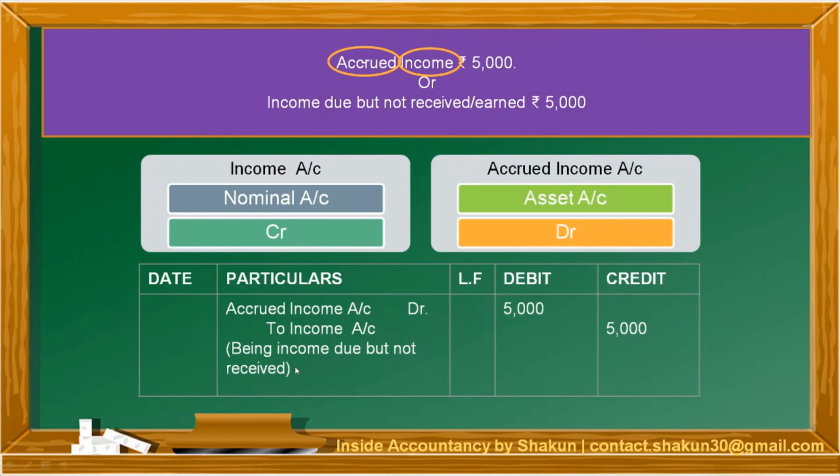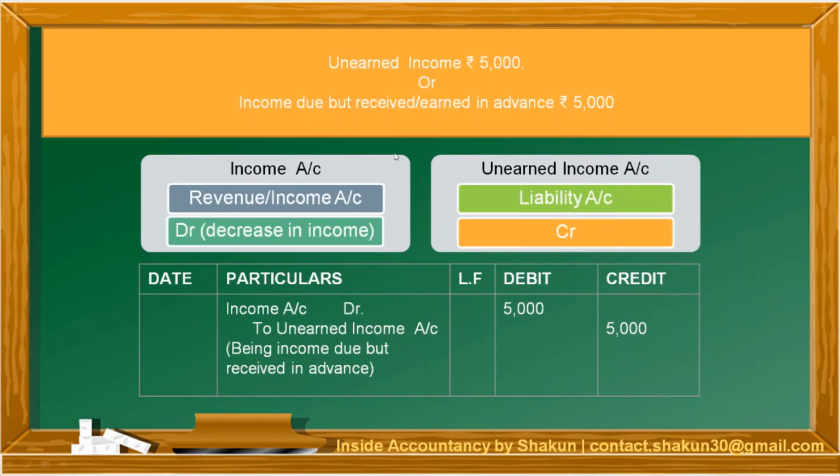These four entries which I am teaching you right now, they are very, very important. Unearned income, that means the income which is not due but received or earned in advance. So the accounts to be identified are unearned income and income. So unearned income means because we have received in advance, we have to give the benefit to the other party. So it is a liability and hence it should be credited.